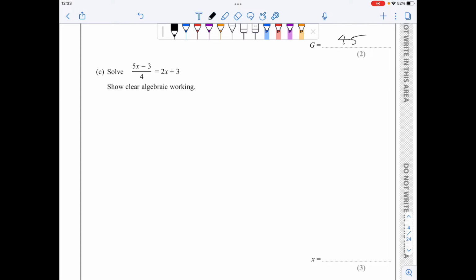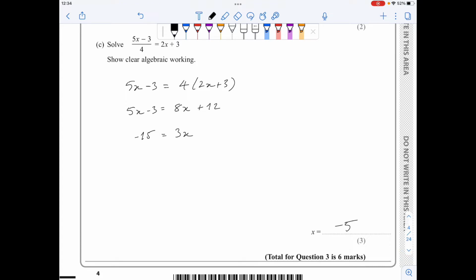And then in part C, I'll start by cross multiplying. So 5x minus 3 equals 4 times 2x plus 3. So 5x minus 3 is equal to 8x plus 12. Let's take all the x's to the right, so 3x, and then minus 3 minus 12 on the left will give me minus 15. If I divide everything by 3, I will get minus 5.